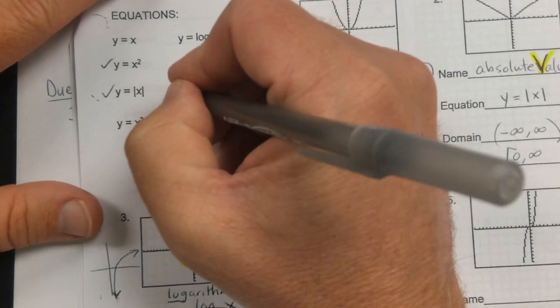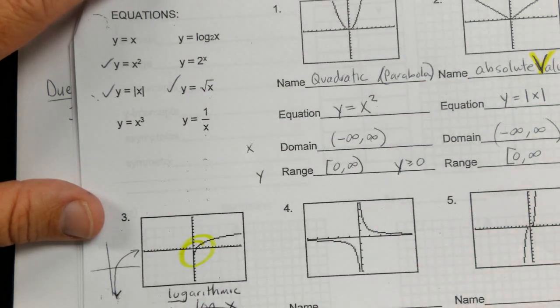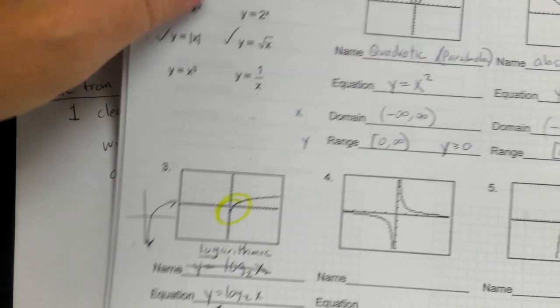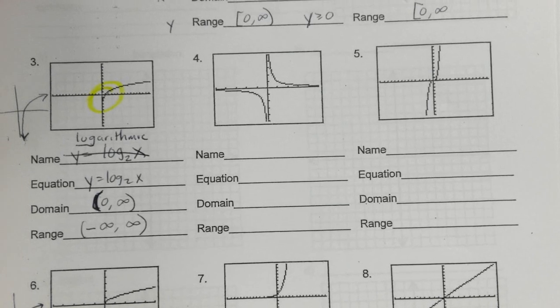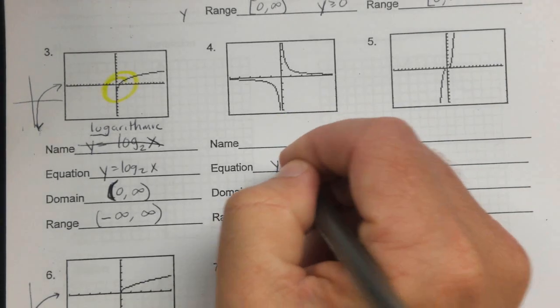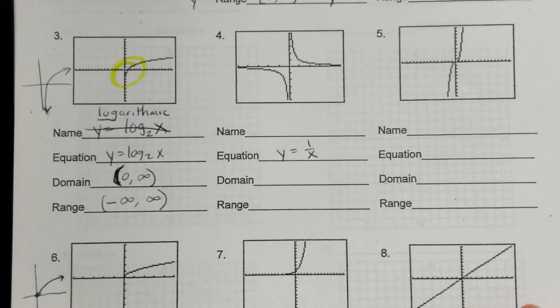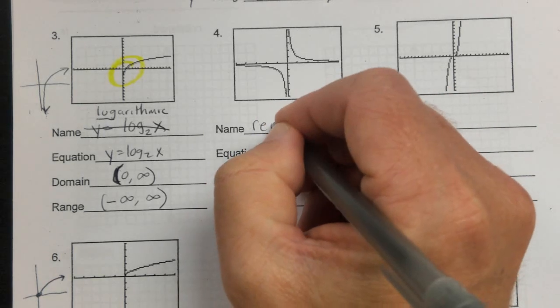Okay, let's see. Back to our list here. We've knocked out 4 of them. Halfway home. Do you know what the graph of number 4 is? Well, one of you got it right. The equation is 1 over x. And that would be the reciprocal function.